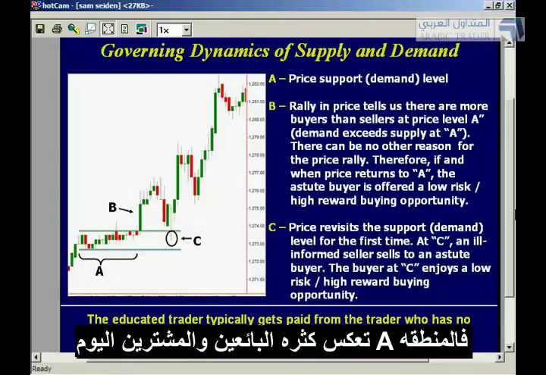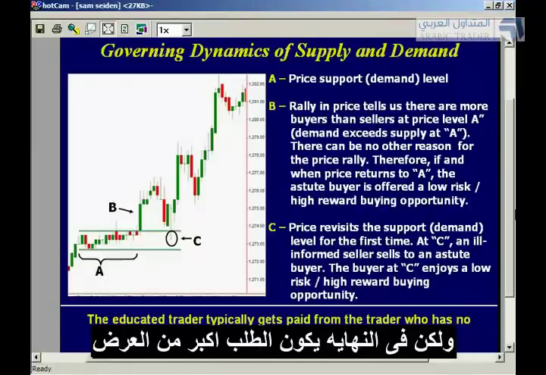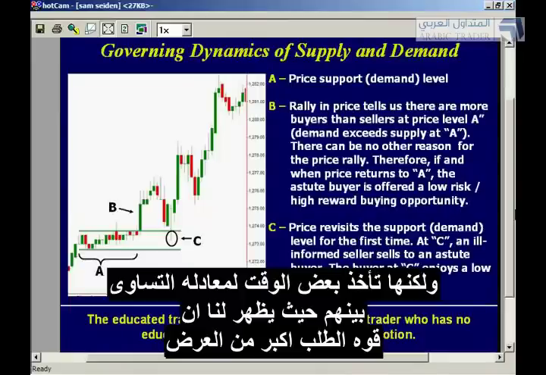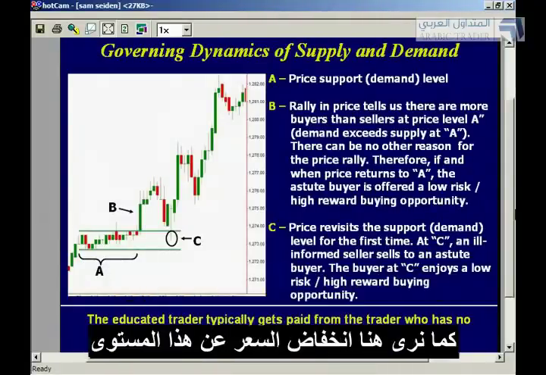Prices rally from A at B because there are more buyers than sellers at A, okay? In other words, demand exceeds supply at A. While during period A, it appeared that supply and demand was in balance, it actually never was, okay? And it never is. It just takes a certain period of time for this unbalanced equation to play out. B tells us subjectively there's more demand than supply at A.